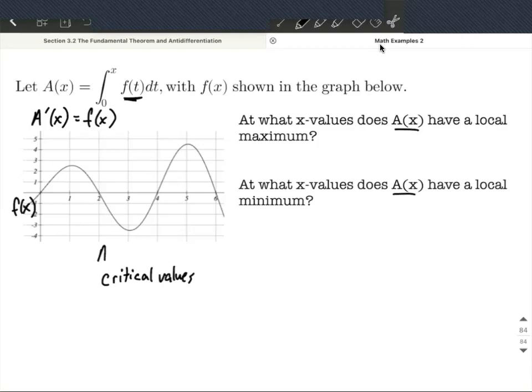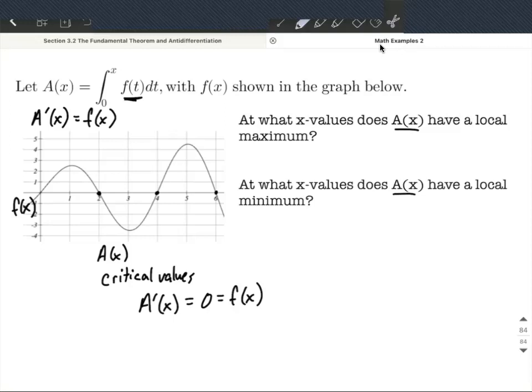Critical values of A of x are whenever the derivative, A prime, equals 0. Or in our case, we can say that's the same thing as thinking about when f of x equals 0, because A prime of x and f of x are equivalent. Because it's the integral going from 0 to x, we're going to ignore 0 here. Instead, it's going to equal 0 at any x-intercepts. A y value of 0 here, y value of 0, and y value of 0. So the only values we can list on the right-hand side are 2, 4, and 6. We just have to pick out which one is a maximum and which one's a minimum.